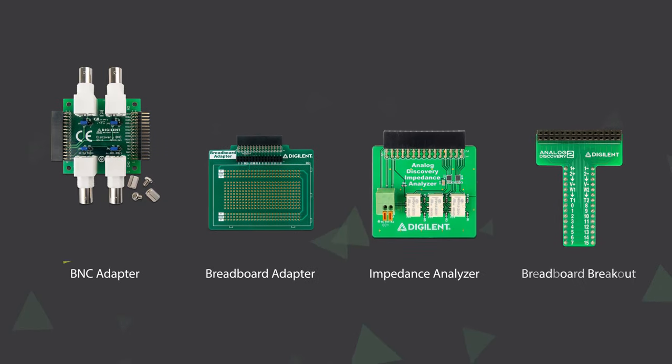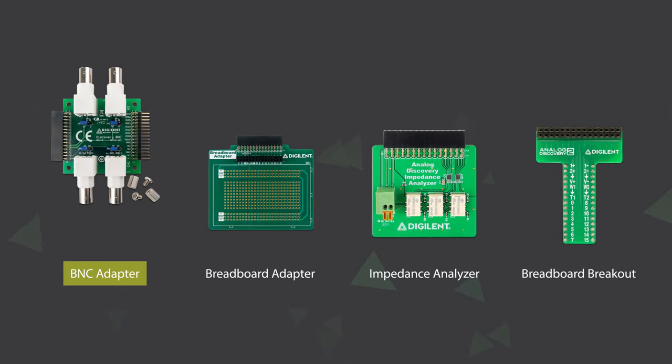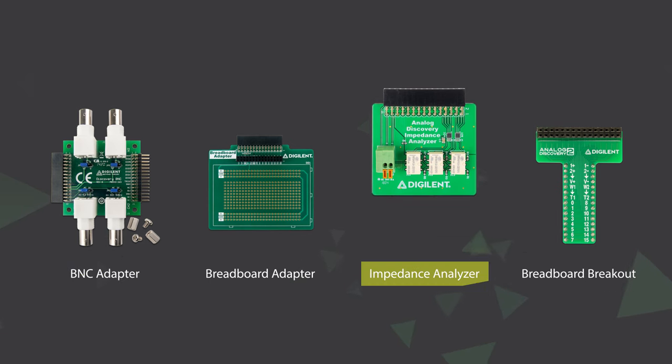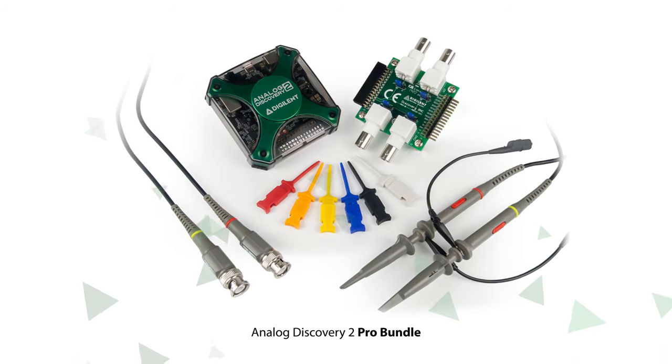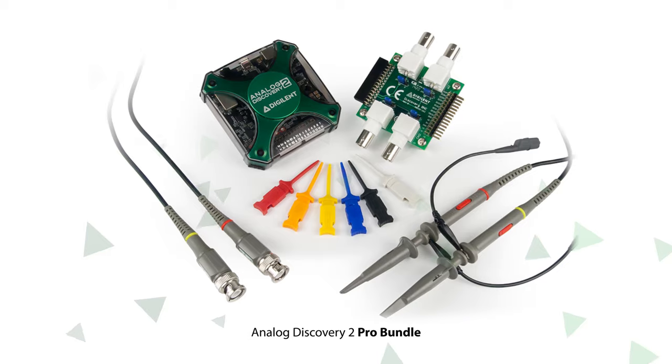These include the BNC adapter, which provides BNC terminations for both oscilloscope inputs and both waveform generator outputs, and the Impedance Analyzer board, which adds automatically adjusting reference resistors to simplify impedance measurements in Waveforms. These and other accessories are also available as part of the various Analog Discovery 2 bundles.